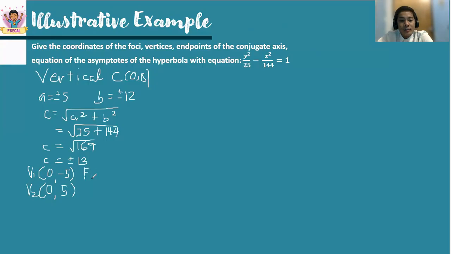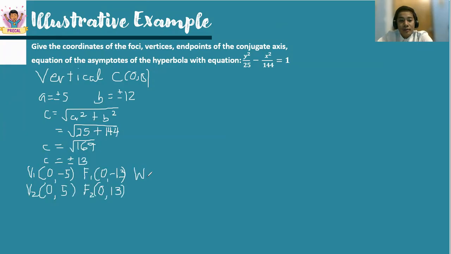And since the foci, f sub 1 and f sub 2, are collinear with the vertices and the center at 0, 0, then they share the same format. So again, the abscissas are 0, and you simply get the c value that is negative 13, and the other value will be positive 13.